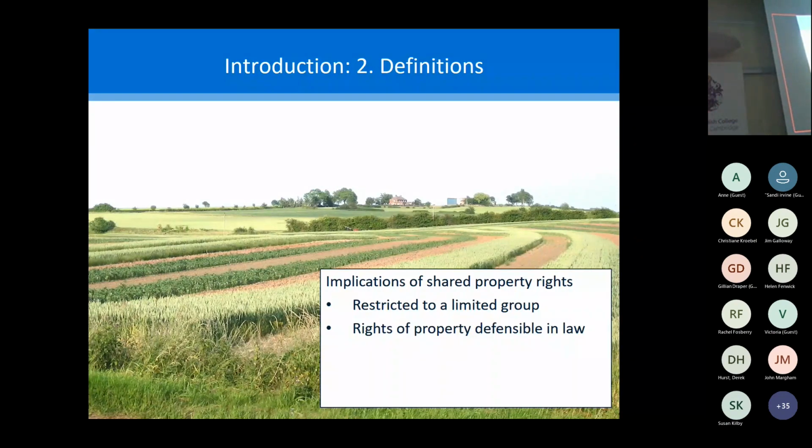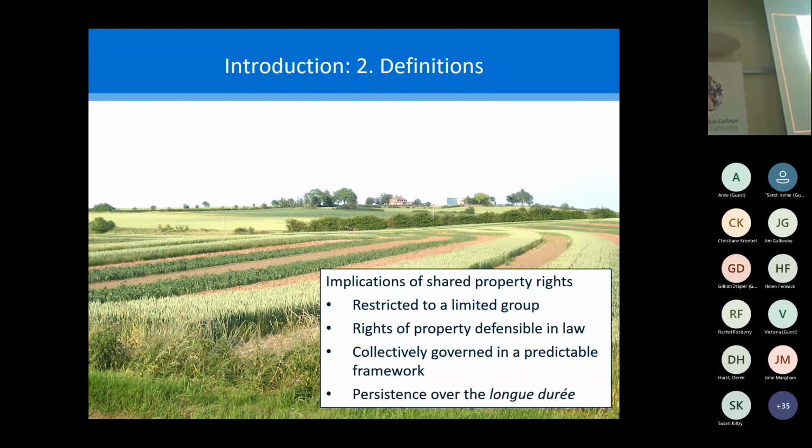They're defensible in law. They're collectively governed. Everybody within the field has a right to say how the field should be managed, because otherwise it would become a dictatorship and one person's rights would be abrogated. So it has to be collectively governed by people with equal status within the system, even if their actual social status varied. And Stuart had a very nice example of that. Sorry, Stuart, I shouldn't point. Had a very nice example of that earlier on.